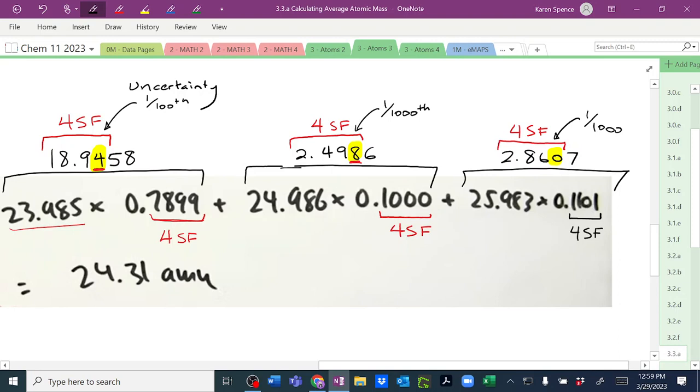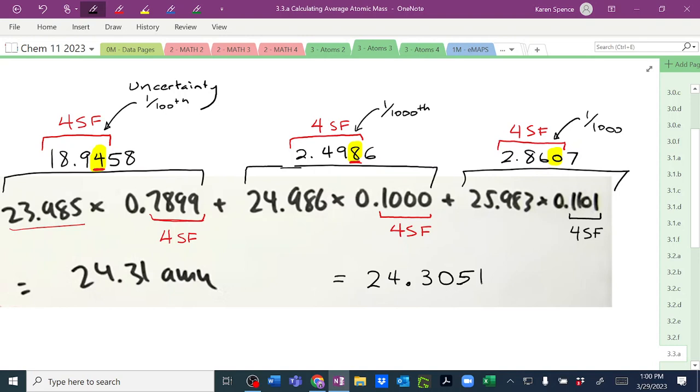So when we add it up, remember we do not round off. We use the entire 18.9458. We don't round off to 18.95. We keep that whole number. So we add up all those three numbers, and instead of getting 24.31, what we actually end up with to start with is 24.301, or sorry, 24.3051. Okay, so that's what you get when you add those three numbers together.